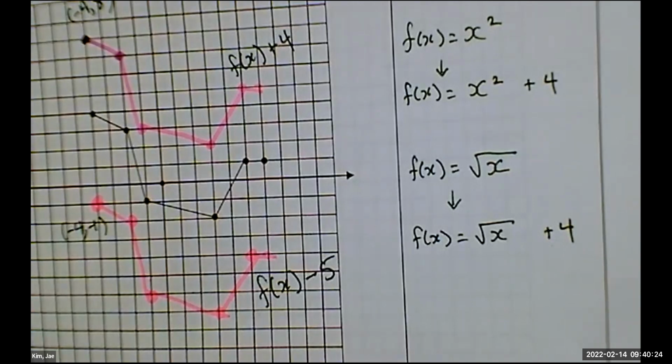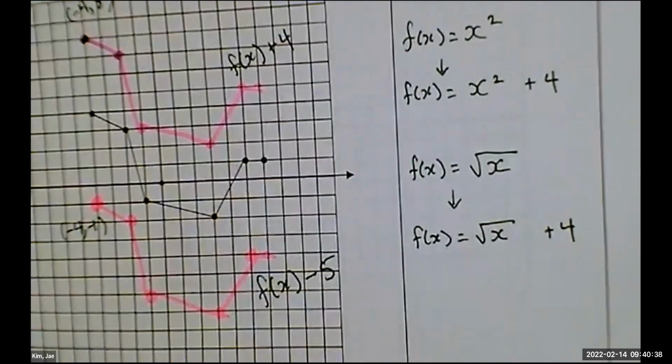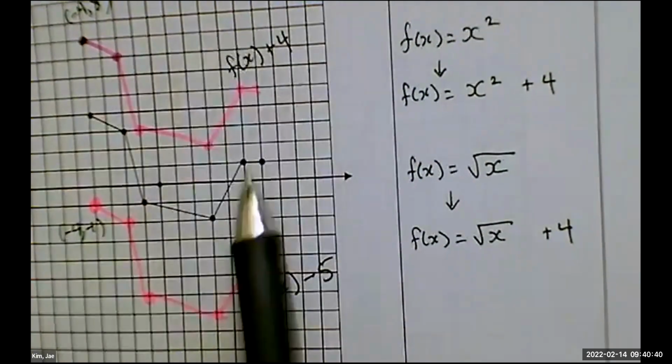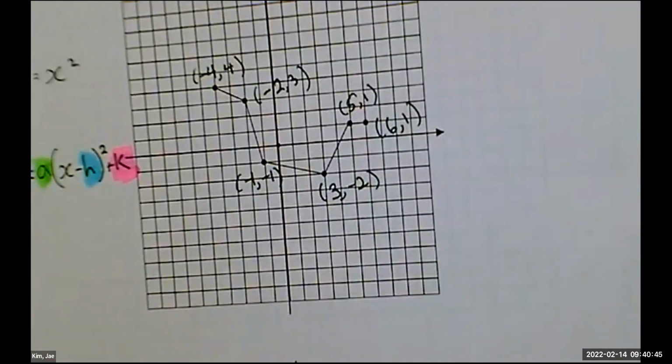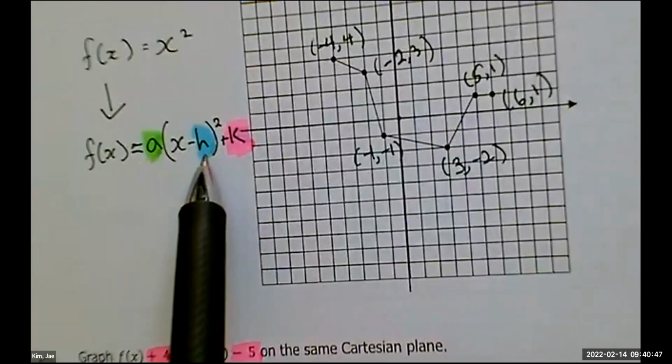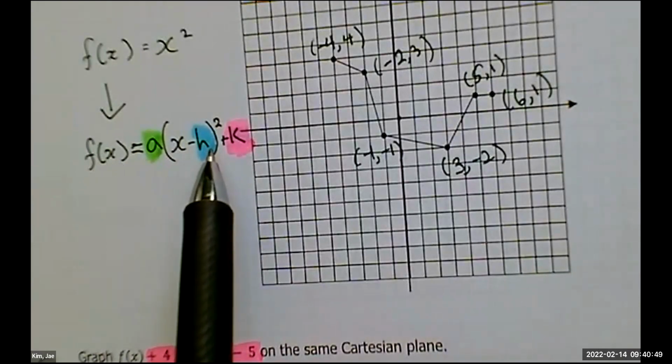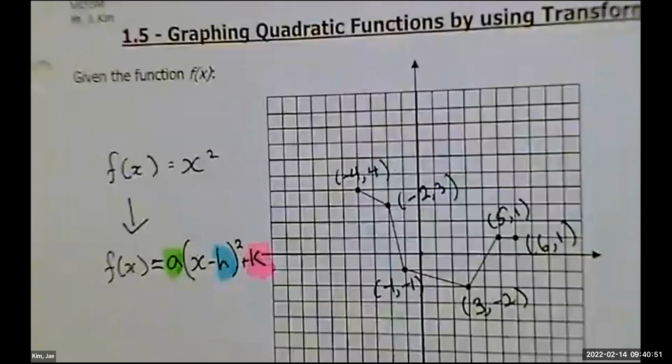Are you ready for number 2? Well, logically then, if we did up and down, what's the next logical movement? Right? You went up and down, what's the next logical movement? Left and right. So how can I get this graph, get this one right here, and move it left and right? That is going to be determined by H, the blue one. Turn the page.